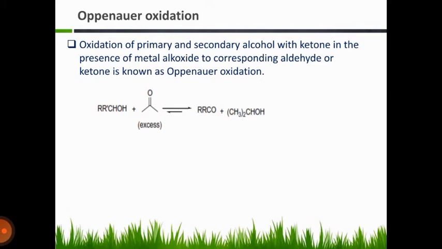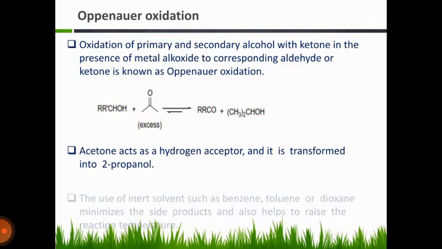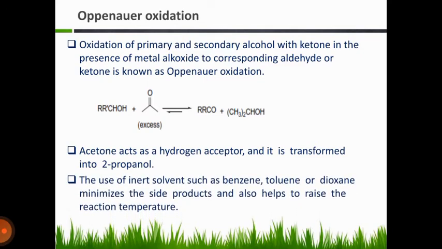You have taken an aldehyde, or it's an acetone actually, and the secondary alcohol will get converted to a ketone along with the formation of an alcohol. The excess ketone will get reduced to alcohol. So acetone acts as a hydrogen acceptor and it is transformed into 2-propanol. That's what you could see on the right hand side. The use of an inert solvent such as benzene, toluene or dioxane minimizes the side products and also helps to raise the reaction temperature.